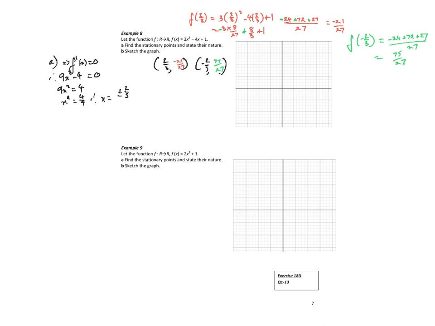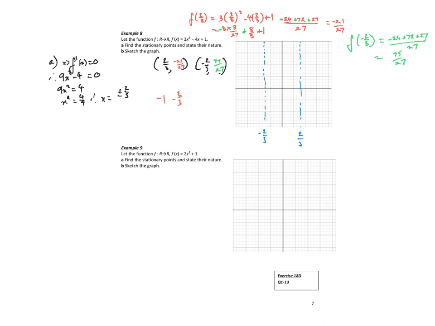Okay, so state their nature. If I want to state their nature, by rights I should do a little sign diagram. So what I do is mark out these little points here, negative 2/3 and positive 2/3, okay? So all I look to do is try and work out the nature of the derivative either side of negative 2/3. So for example, I've got 2/3 here, negative 2/3.